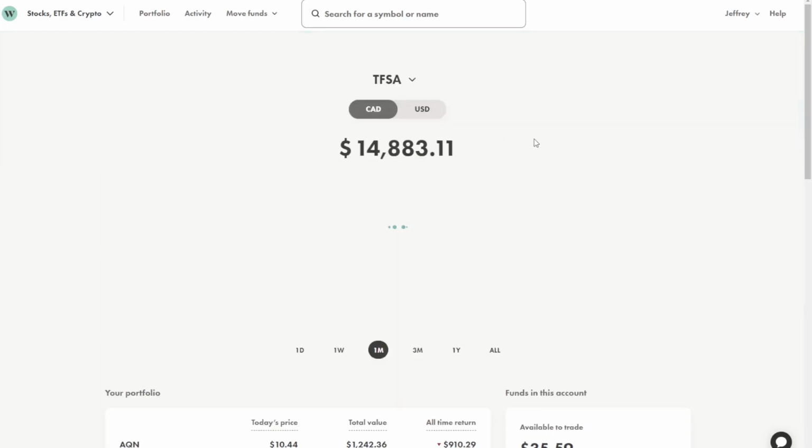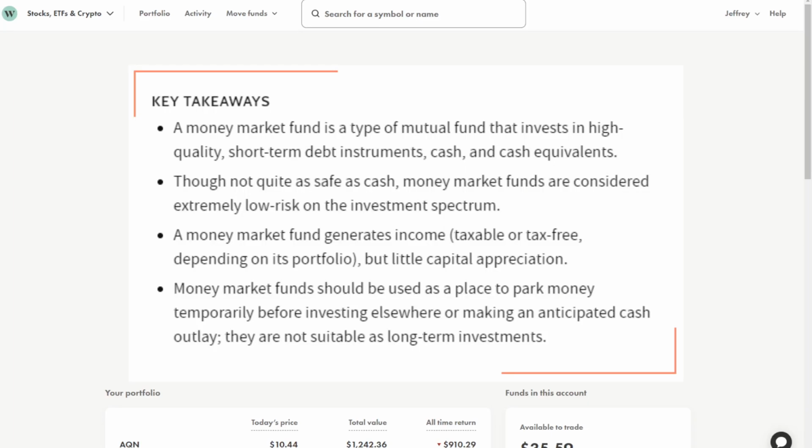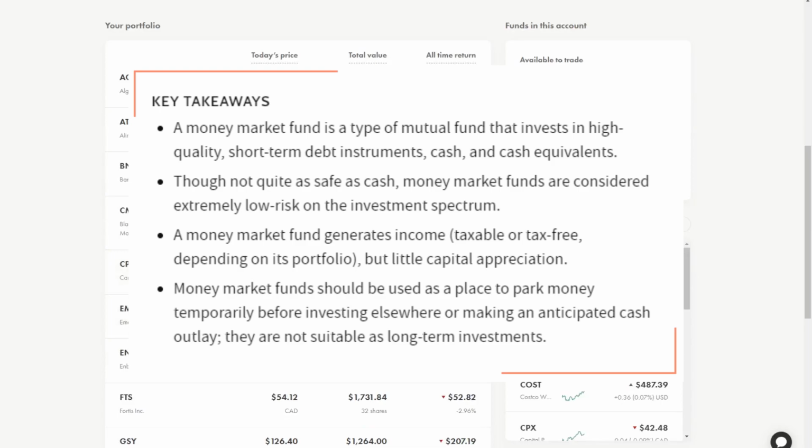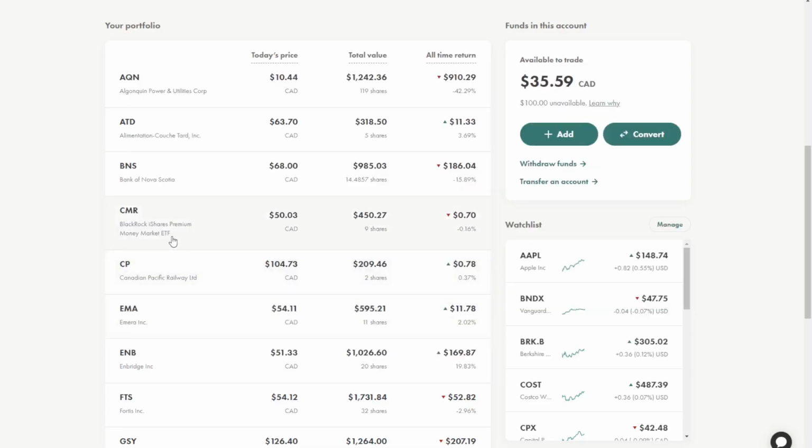So one of the positions I've been adding to, instead of a savings account where I just deposit money and collect 1 or 2% interest, is money market funds. These money market funds give you a better rate, and they are buying short-term treasuries. The one I have chosen to buy is the BlackRock iShares Premium Money Market Fund.